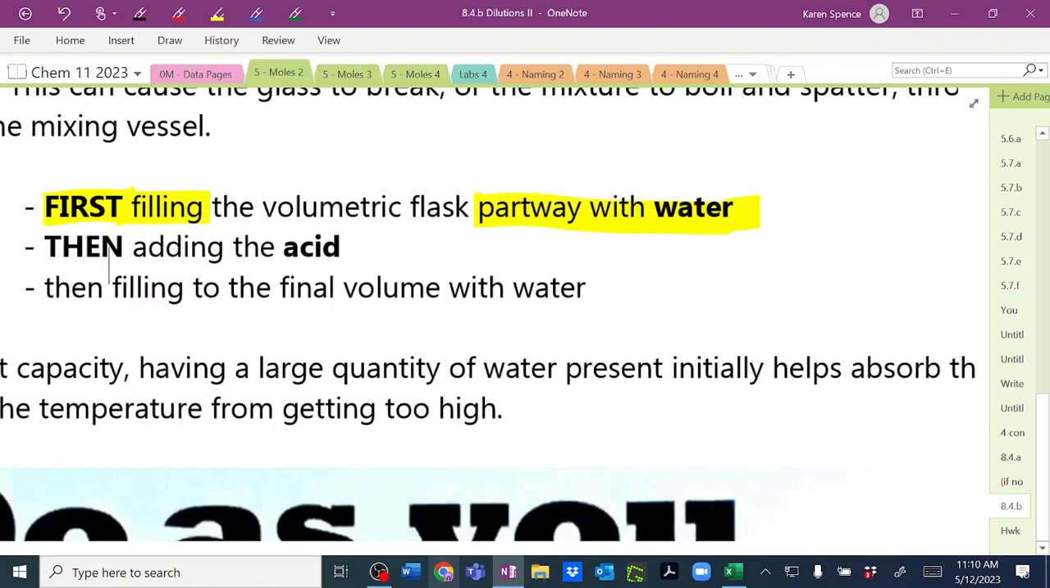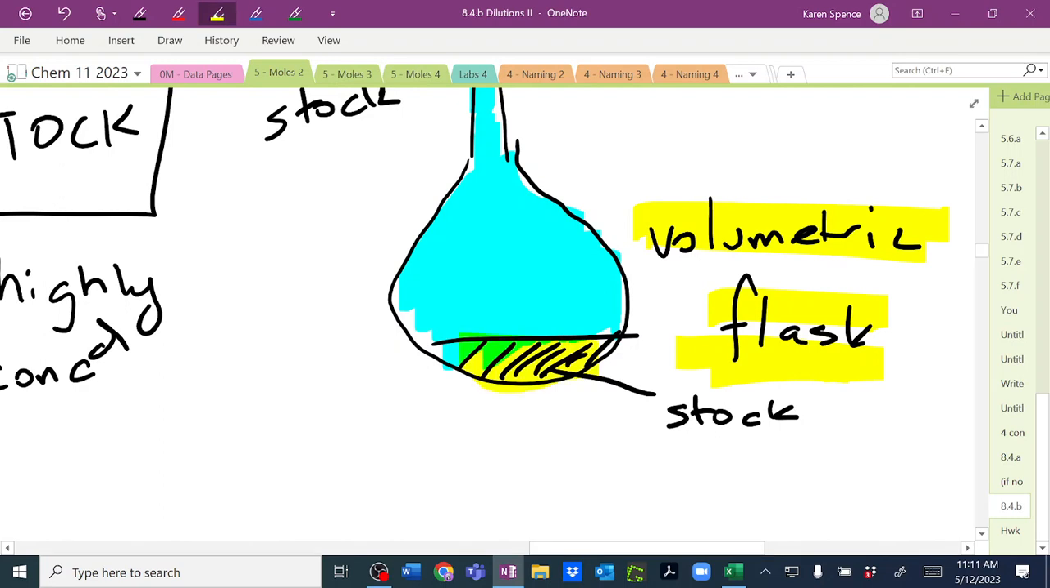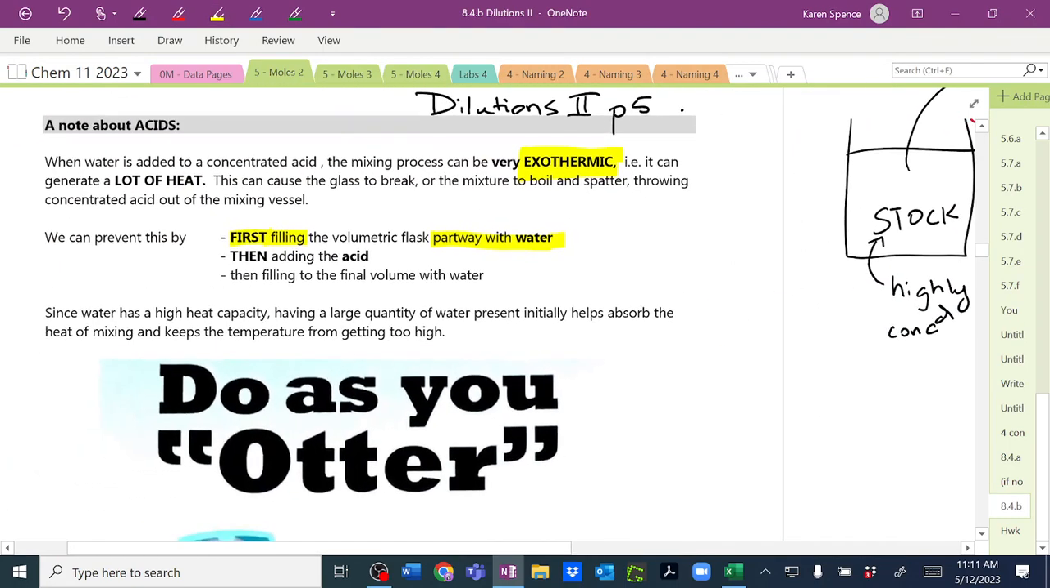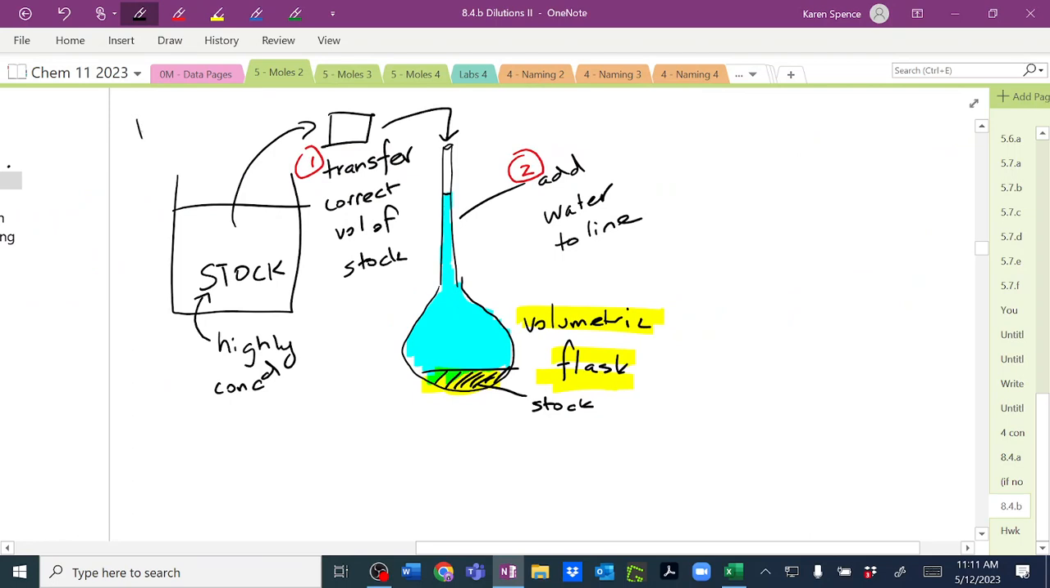Whereas before, when we had our concentrated solution down here, if you add a little bit of water, there's not much volume there to absorb the heat, so the temperature will rise very quickly. Okay, so first we're going to fill the flask partway with water, and then we're going to add the acid. And then finally, we will finish filling to the final volume with water. Okay, so this is a regular solution.